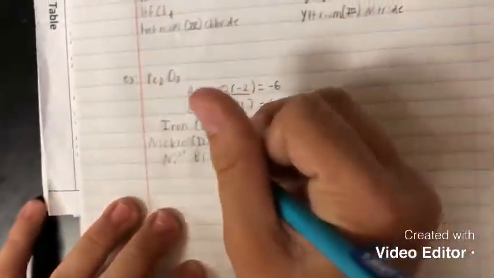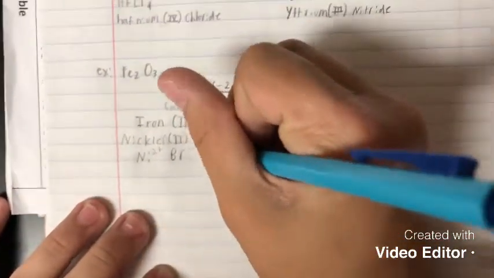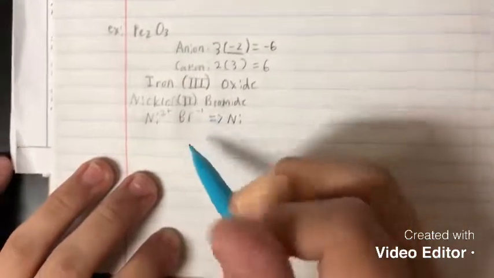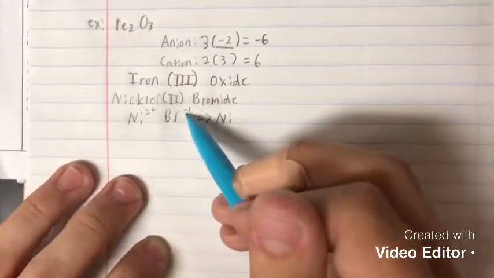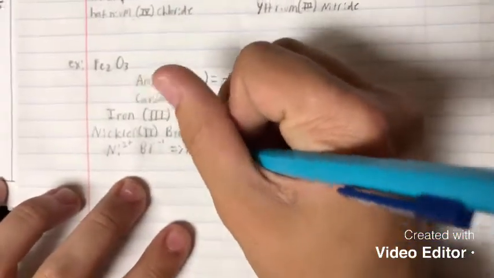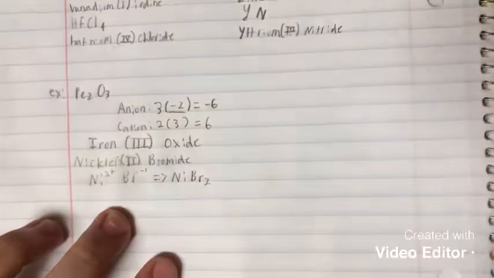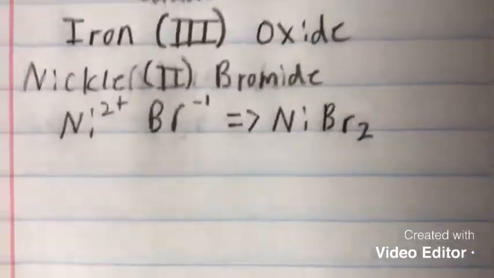We then switch their charges, so that nickel gets bromide's charge, which is -1, which we don't write because it's a 1. And bromide gets nickel's charge of 2. So we get NiBr2. That is all.